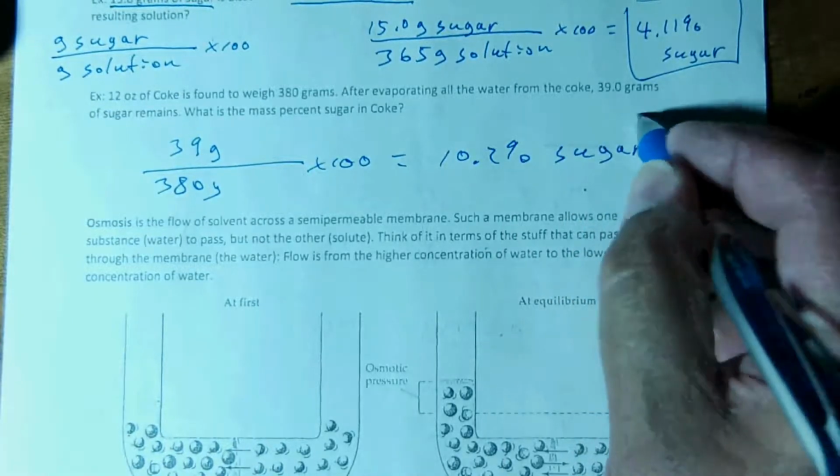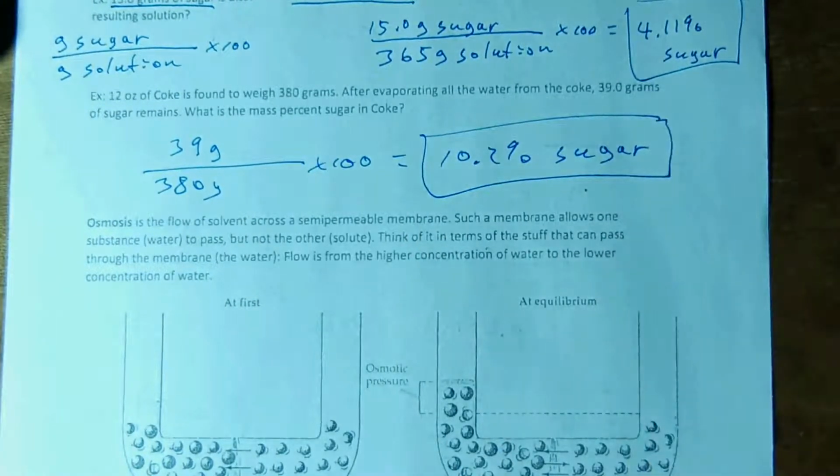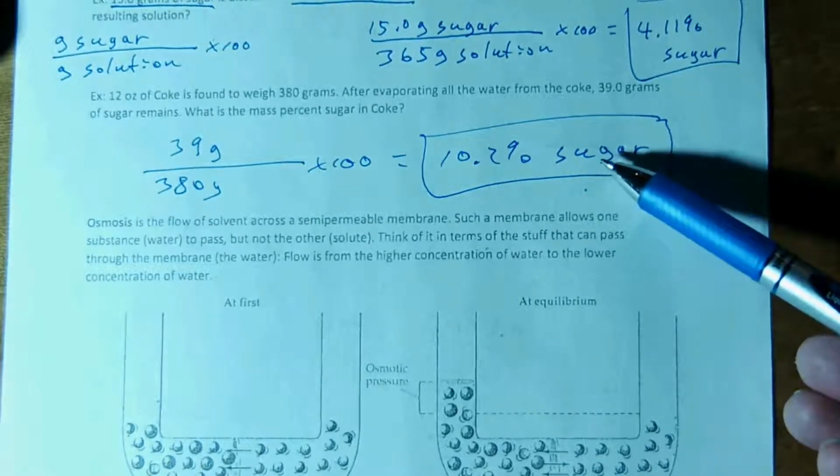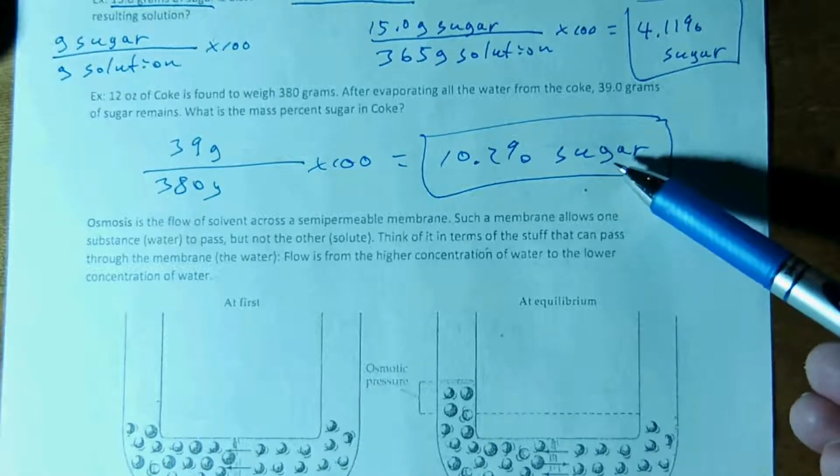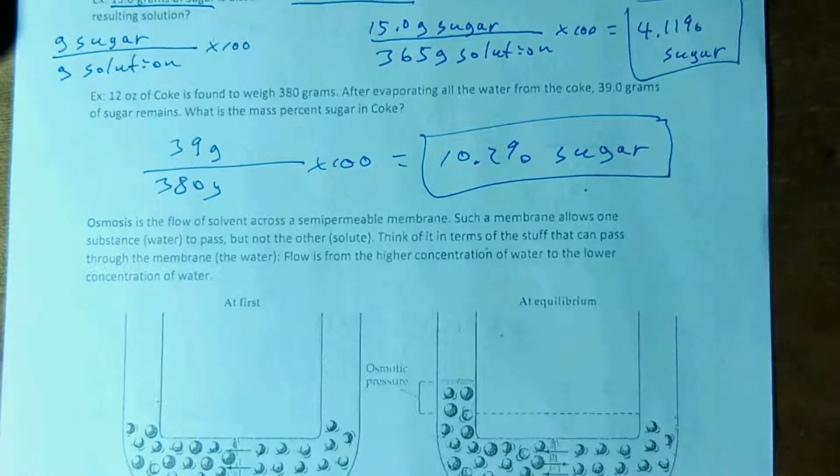So when you're drinking Coca-Cola, you're drinking a solution that tastes really sweet because 10% of the stuff that's going into your mouth happens to be sugar. So that's mass percent calculations.